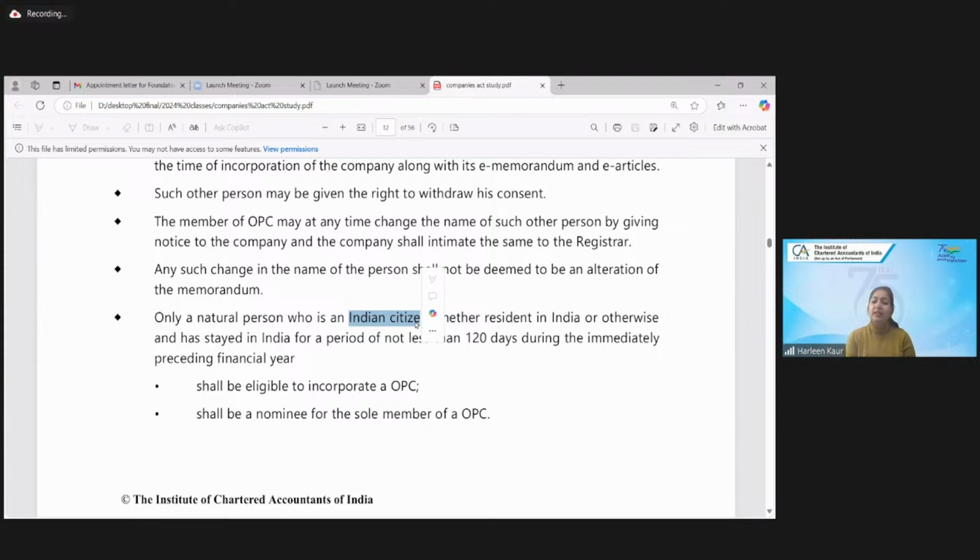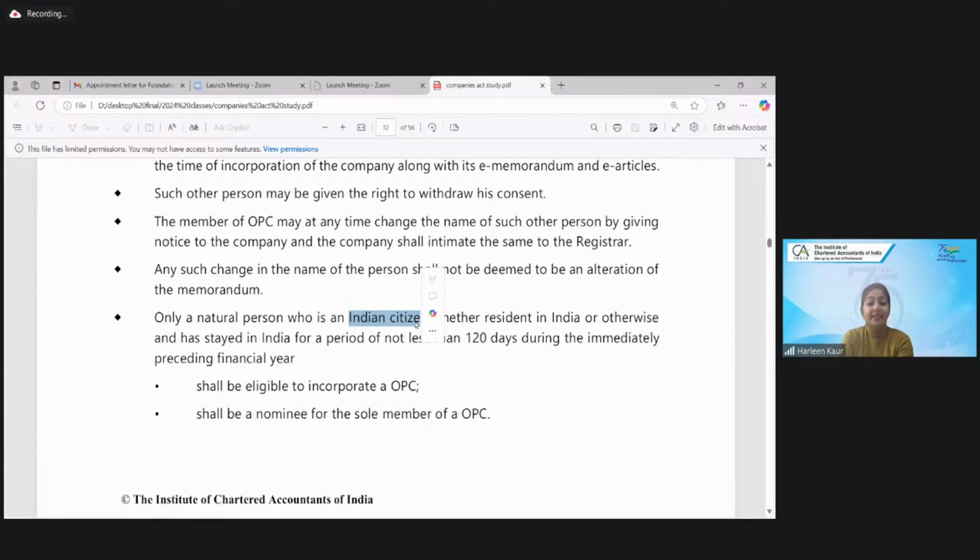Now, whether he is resident in India or otherwise, it does not matter what is the residential status, whether he is NR, resident, NR, ROR, OR. That is something that you will understand in income tax. So, Indian citizen होना जरूरी है, natural person, individual होना जरूरी है, whether he is a resident or non-resident in India, that does not matter.